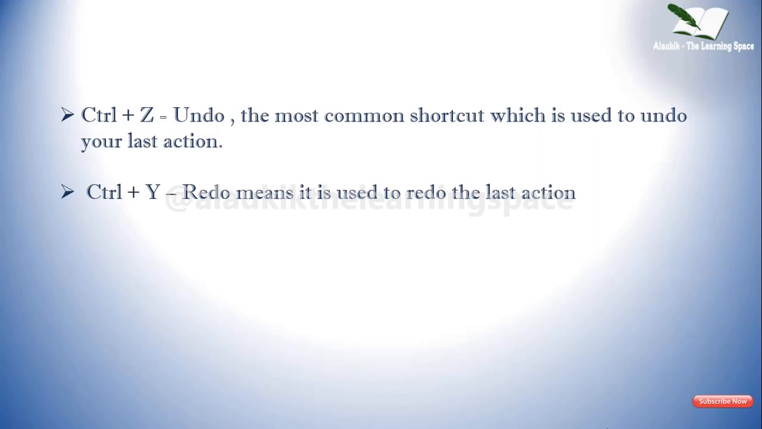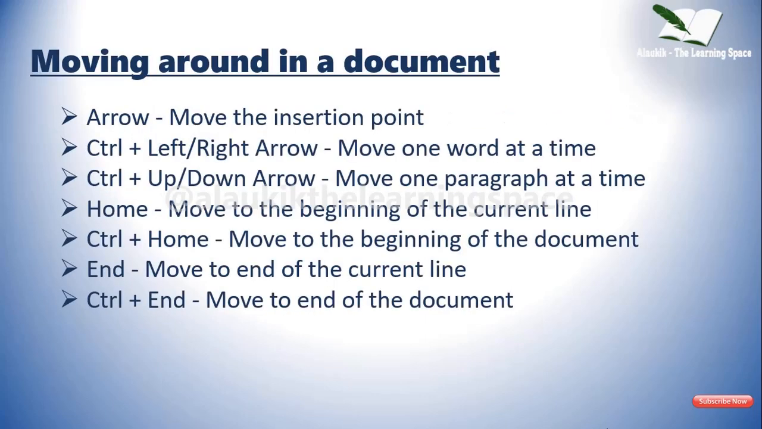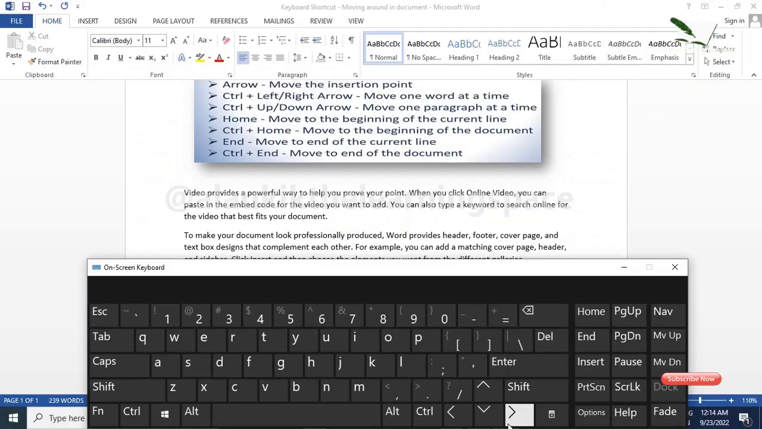Fine. Here we have finished the first segment. Our next segment is shortcut keys for moving around in a document. This section I want to explain with practical. So I have divided my screen into 3 parts. Here you will see the list of shortcut keys which are used for moving around in a document.